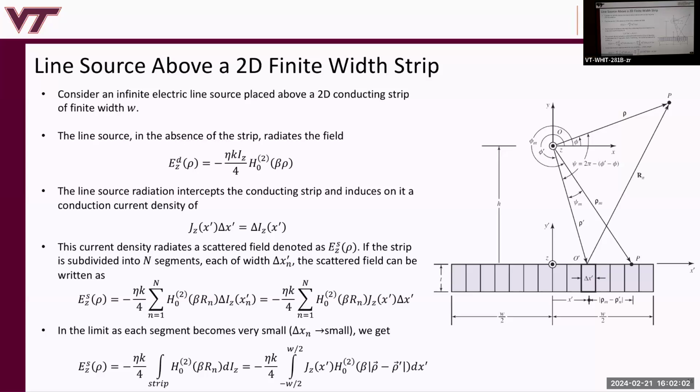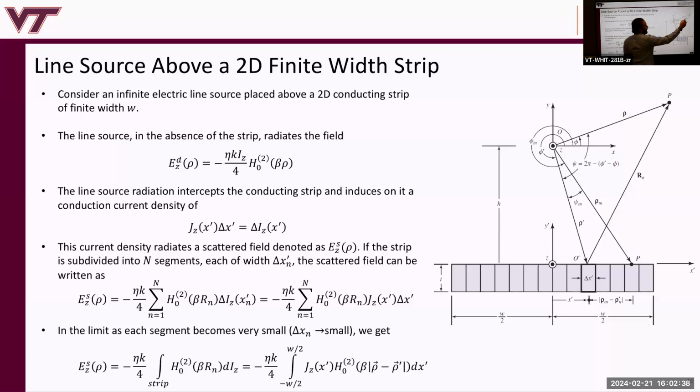So consider an infinite electric line source placed above a two-dimensional conducting strip, which has finite width W. There are various coordinate systems here that we have to be cognizant of. The first coordinate system is an X, Y, and Z that's centered about the feed. There's an infinite line source placed at the coordinate origin, directed along the Z-axis of the feed coordinate system. You can see in this feed coordinate system we have the angle phi measured from the X-axis of the feed. We have an observation point. So this is our global coordinate system here, centered at the feed. This is where the pattern is going to be calculated.